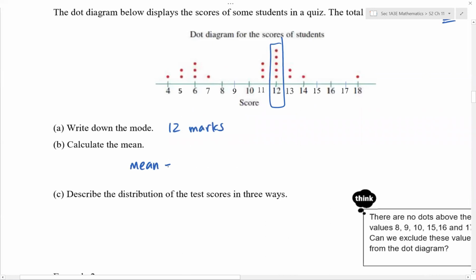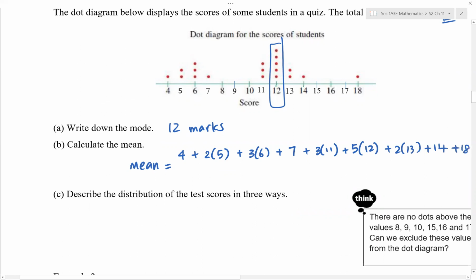Write down mean equals to, now we know that we're going to add everything up. So we try and make life a little easier for ourselves. Let's start with our 4. We're going to add 5 and 5. There are 2 of them. So frequency is 2, the value is 5. We're going to add 6 and 6 and 6. So 3 of the 6. And then 1 of the 7. None of the 8, 9, 10. 3 of the 11s. 1, 2, 3, 4, 5 of the 12s. 2 of the 13. 1 of the 14.